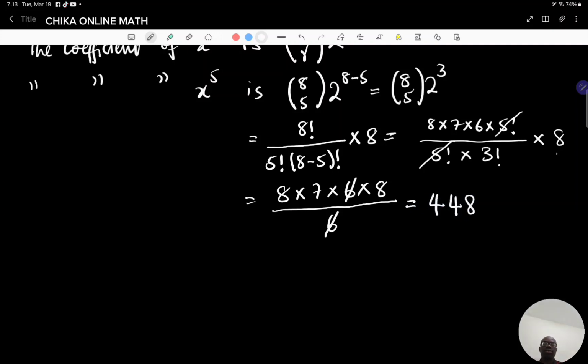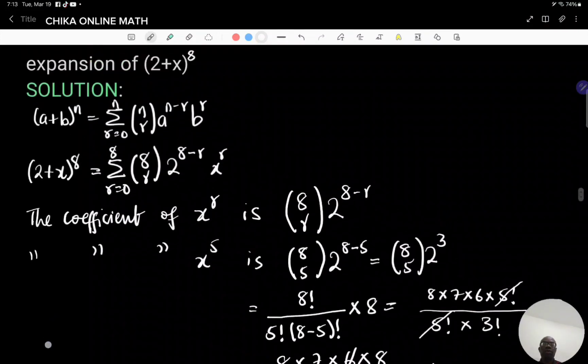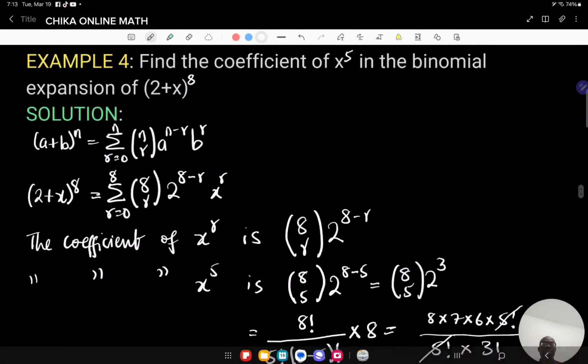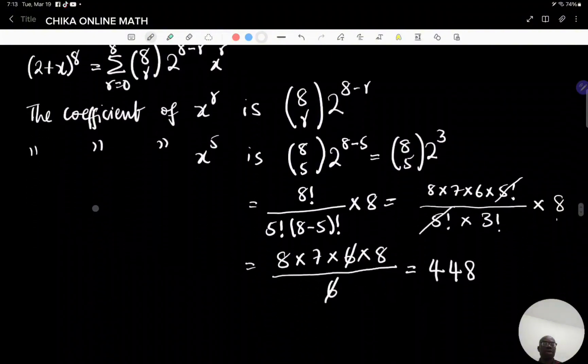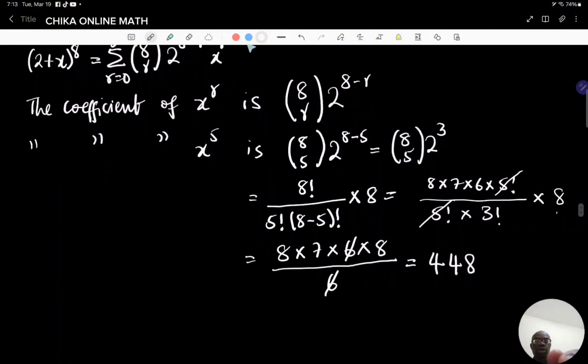448, okay? So the coefficient of s raised to the power 5 in the binomial expansion of 2 plus s raised to the power 8 is nothing but 448. So that is the answer. So next we'll move over to example 5.